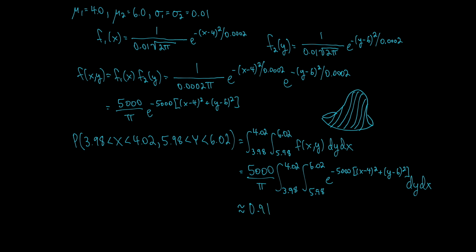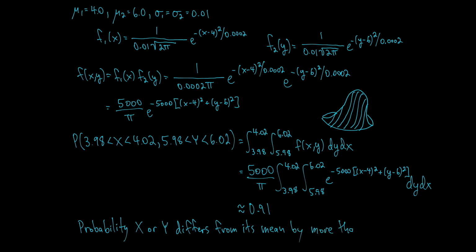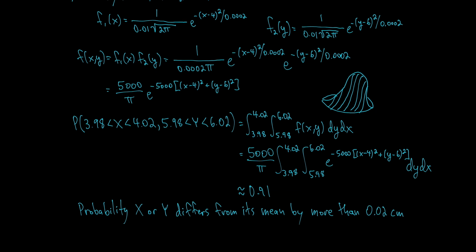So that means that we can now get the probability that x or y differs from its mean by more than 0.02 by subtracting. So we get that that's about 1 minus 0.91, which is 0.09.